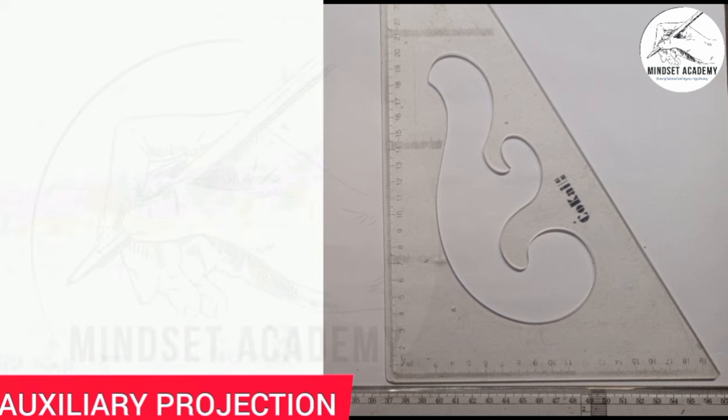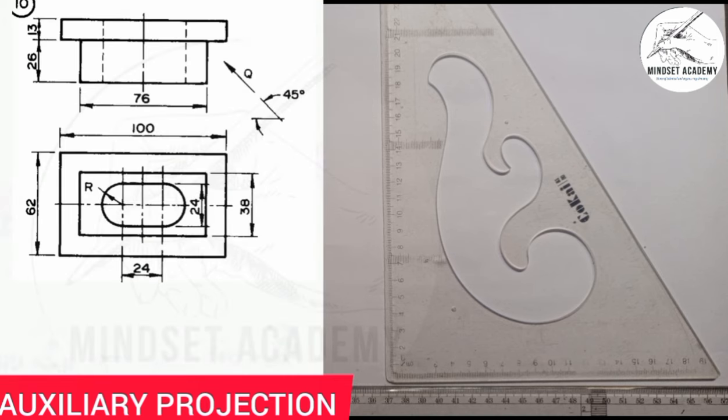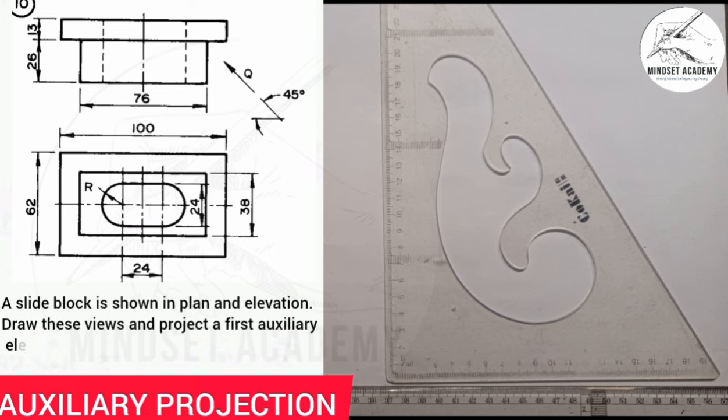We want to solve the problem that is displayed at the left-hand side of the screen. The question says, a slide block is shown in plan and elevation. Draw these views and project a first auxiliary elevation viewing the plan in the direction of arrow Q.